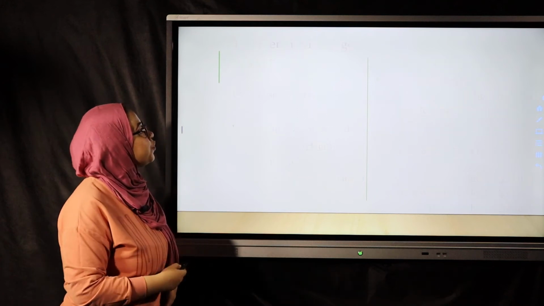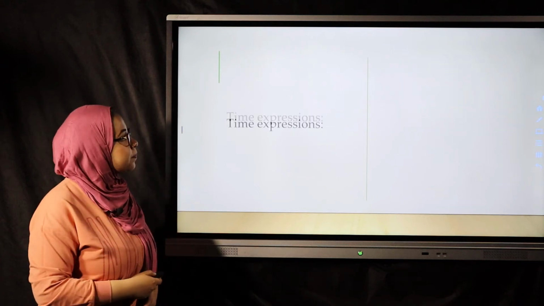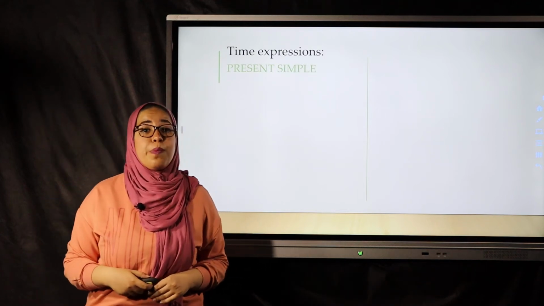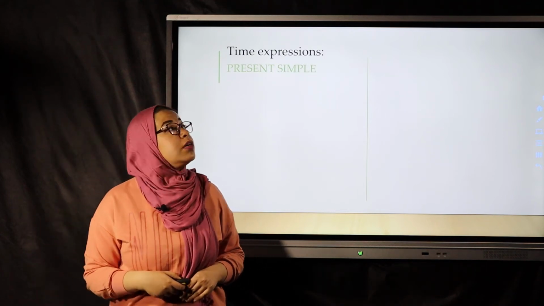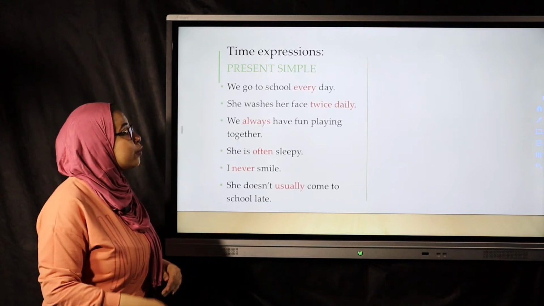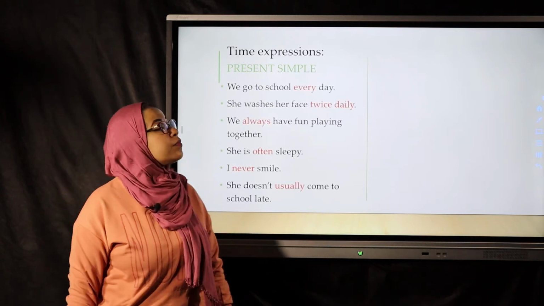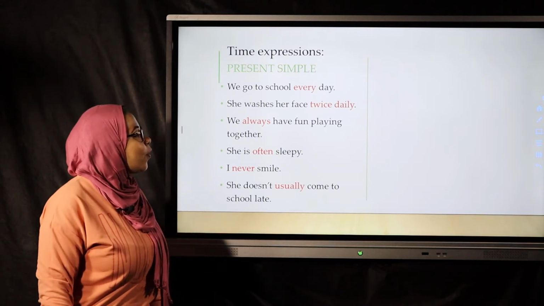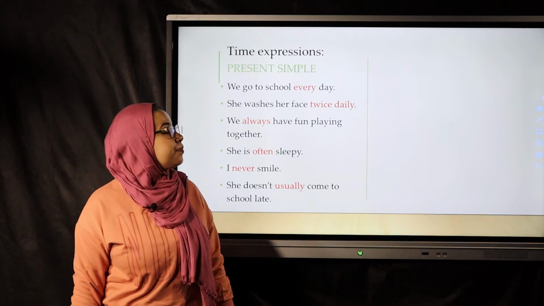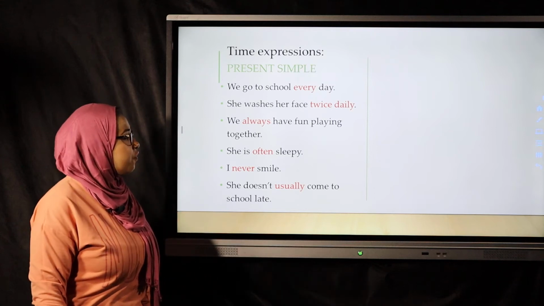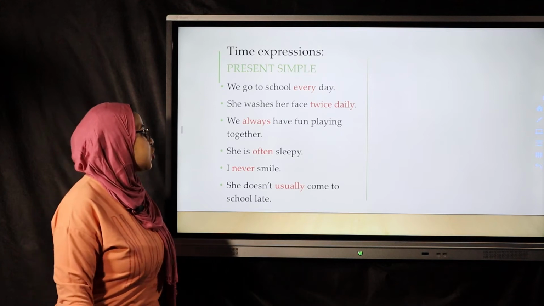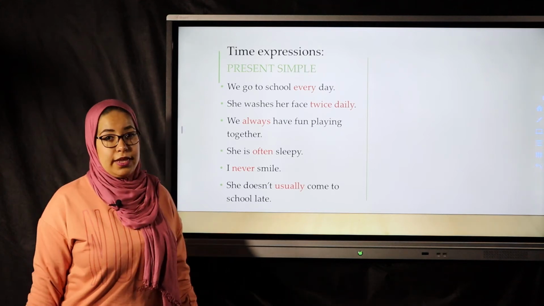Let's move on to the time expressions. What are the time expressions for the present simple? Can you remember them? We go to school every day. She washes her face twice daily. We always have fun playing together. She is often sleepy. I never smile. She doesn't usually come to school late.